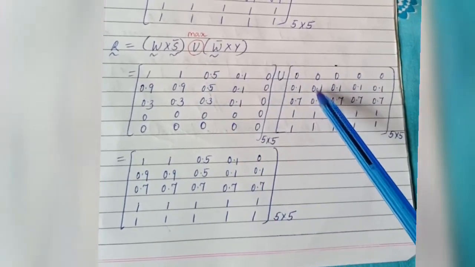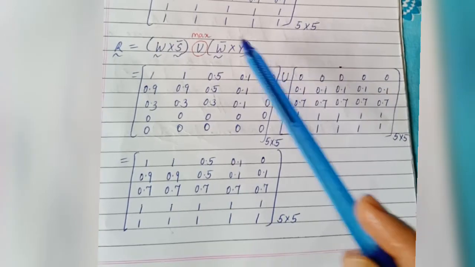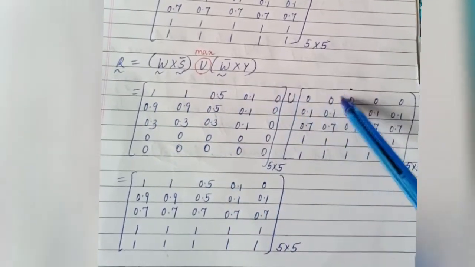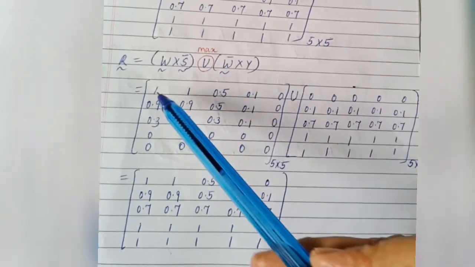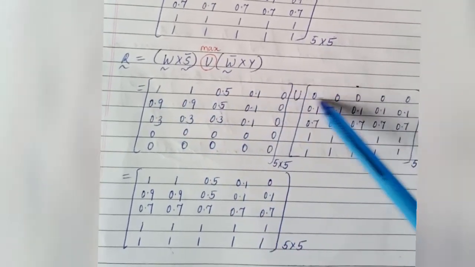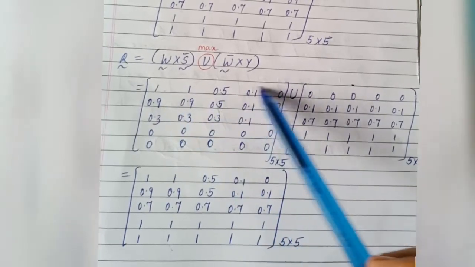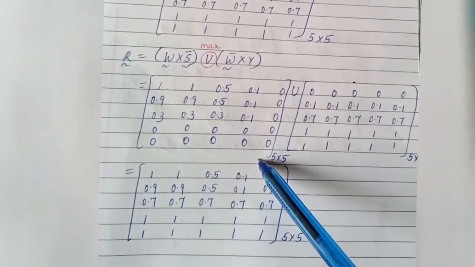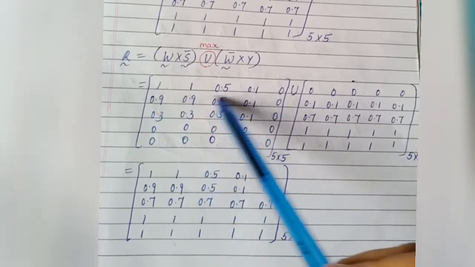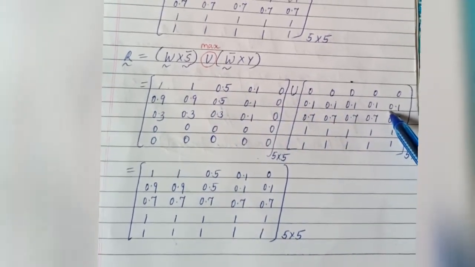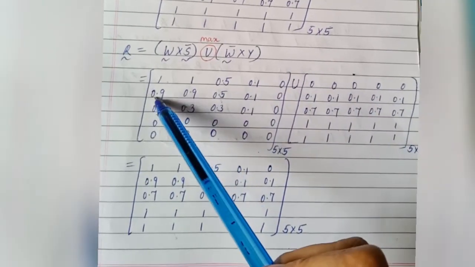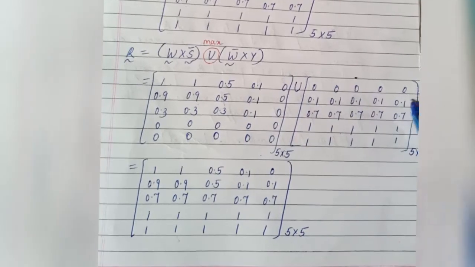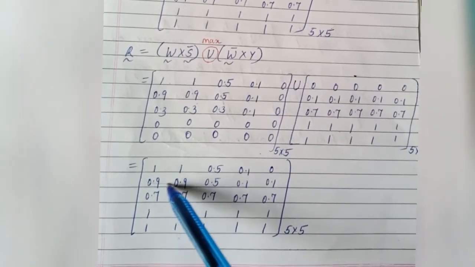Consider these two matrices, compare, and take the union, that is, select the max element. Compare each row of both matrices and select the max element. Compare the first row of this matrix and the first row of this matrix. Max is all these elements: 1, 1, 0.5, 0.1 and 0. Write it over here. Now for the second row, select this row and this row. Compare and select max. Max is 0.9, 0.9, 0.5, 0.1 and 0.1. Write all the max elements here.